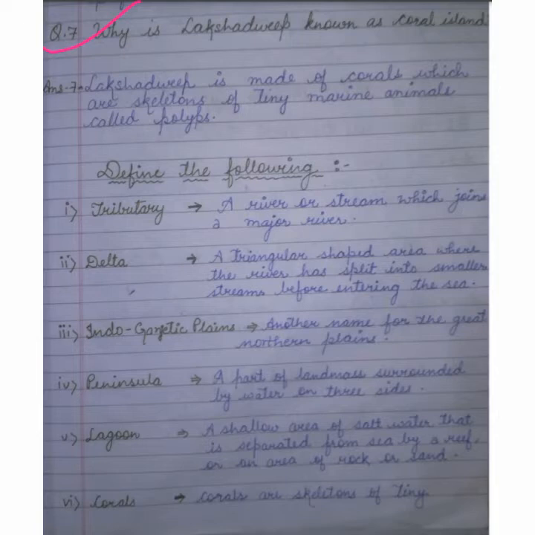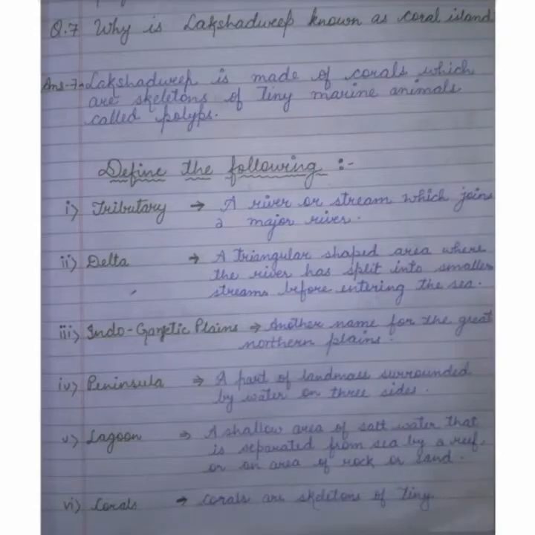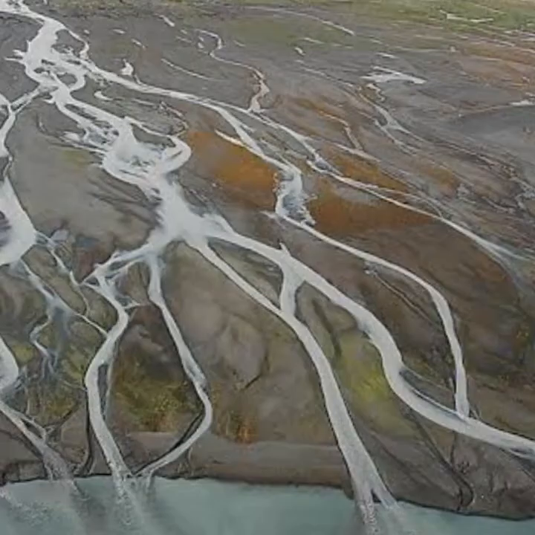So, now coming to define the following. Tributary: a river or a stream which joins the major river. As you can see in the map, Ganga is the main river and Betwa and Son are the tributaries of the main river Ganga. Now coming to delta: a triangular shaped area where the river splits into smaller streams before entering the sea.